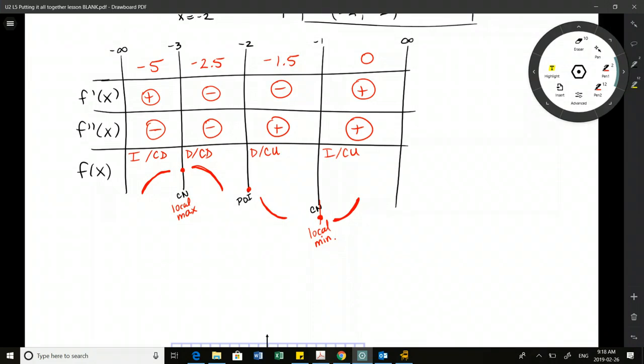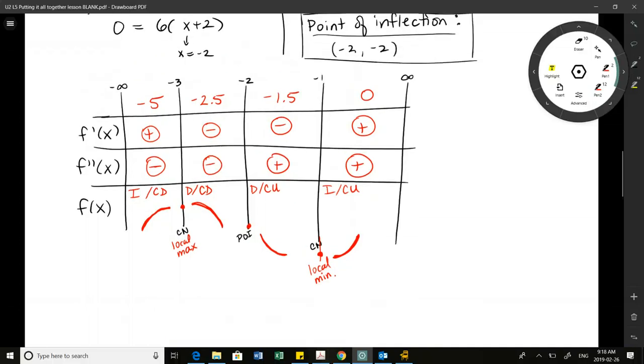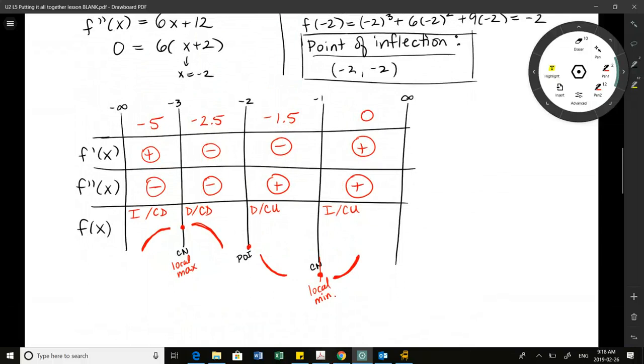So we're going to graph all of our intercepts. We're going to graph all of our critical numbers, critical points, and our points of inflection. And then we're going to use this graph. However, before we do that, we're going to write the intervals of increase, decrease, and concavity here. So intervals here of increase.